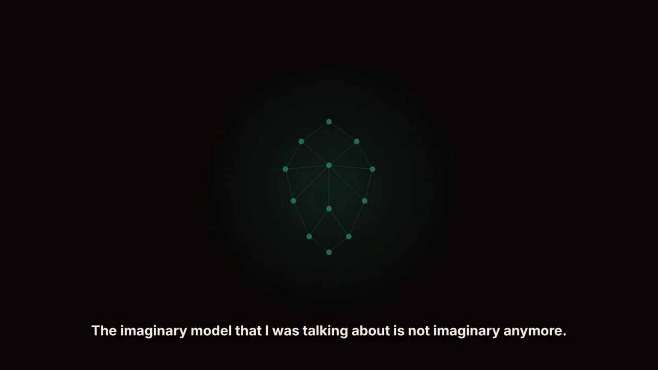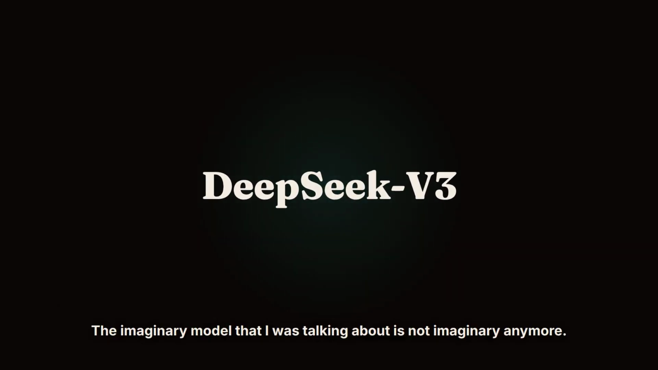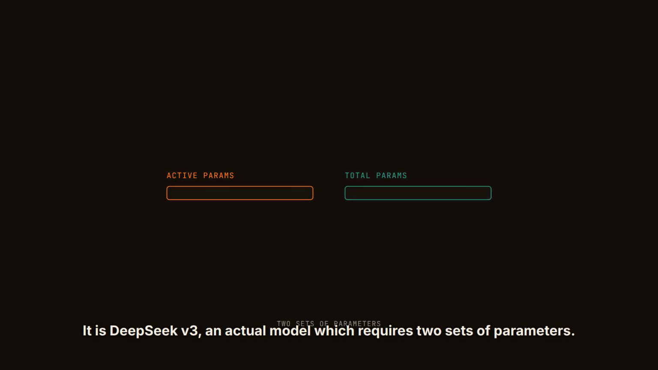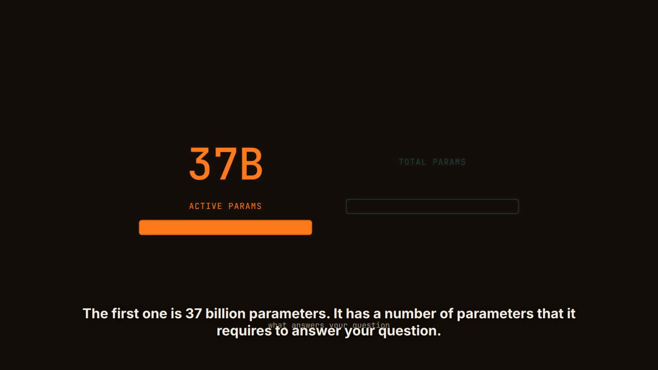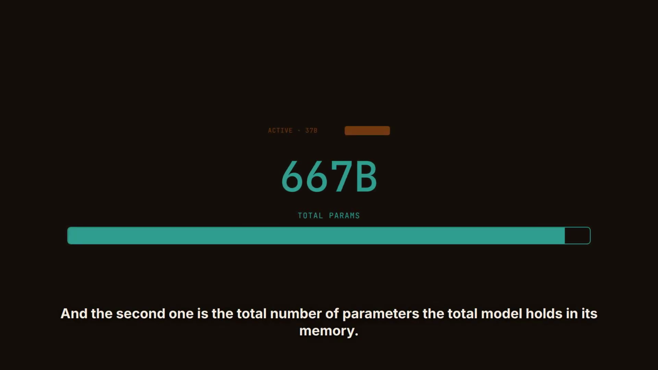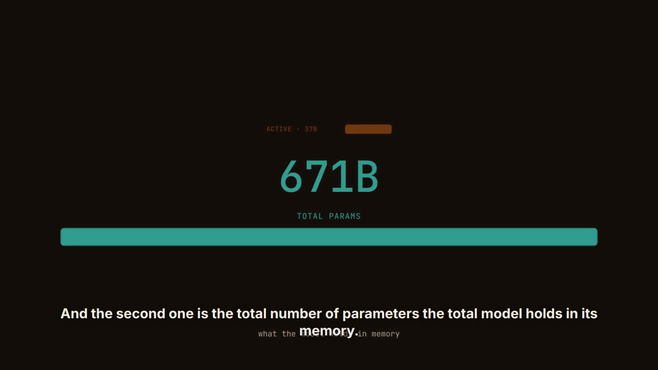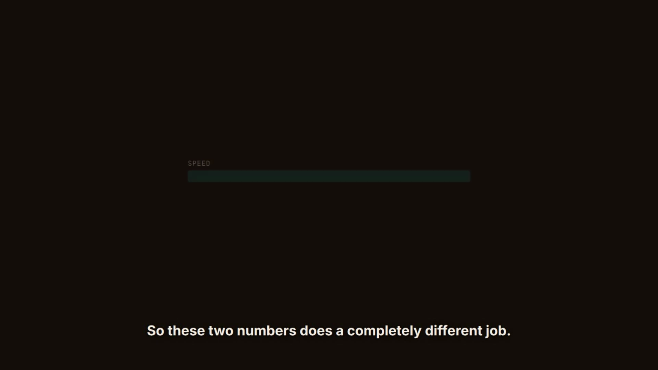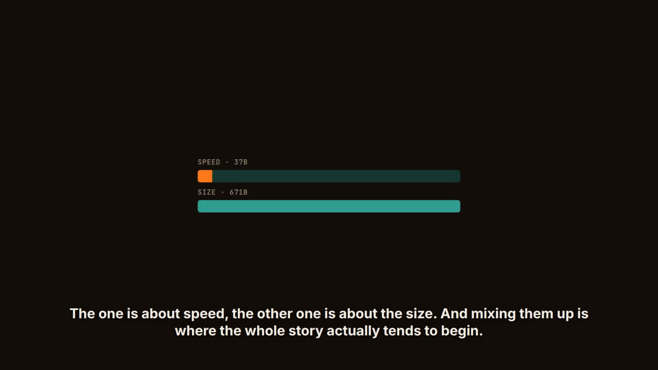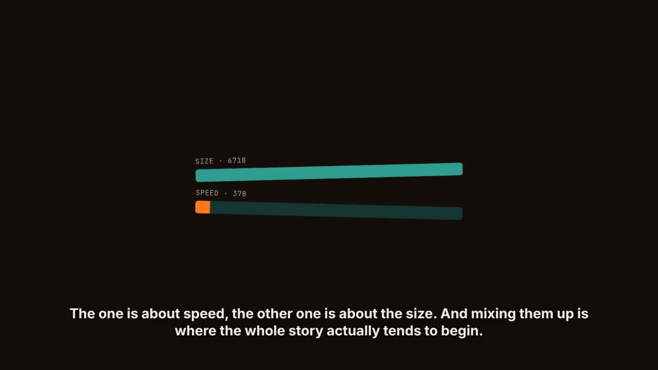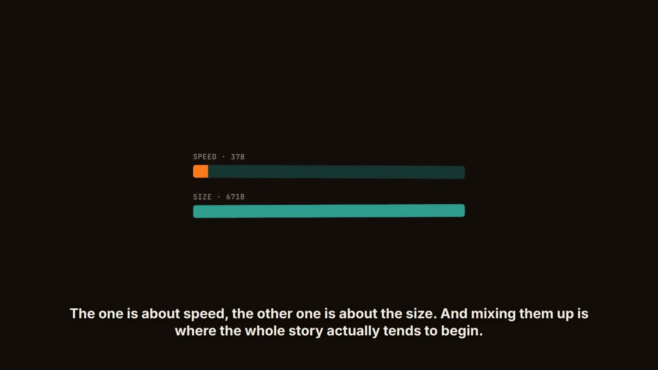The imaginary model that I was talking about is not imaginary anymore. It is DeepSeek V3, an actual model which requires two sets of parameters. The first one is 37 billion parameters. It is the number of parameters that it requires to answer your question. And the second one is the total number of parameters the model holds in its memory. So these two numbers do completely different jobs. One is about speed, the other one is about size. And mixing them up is where the whole story actually begins.